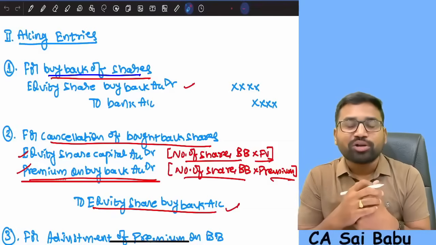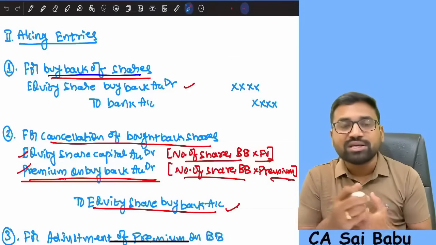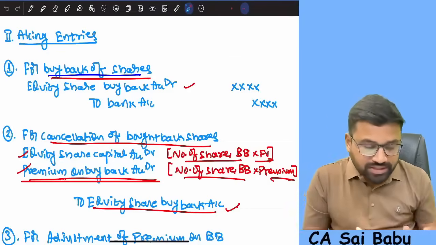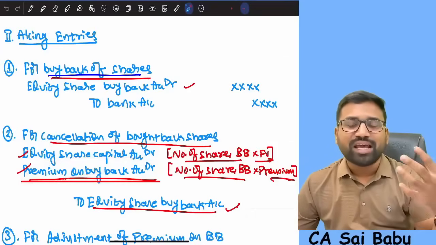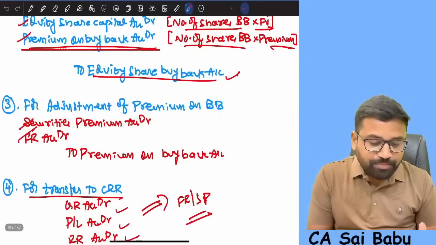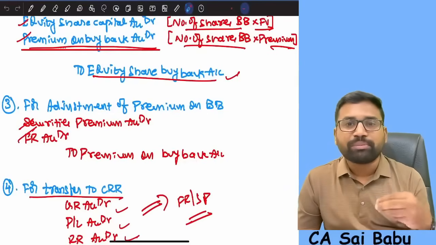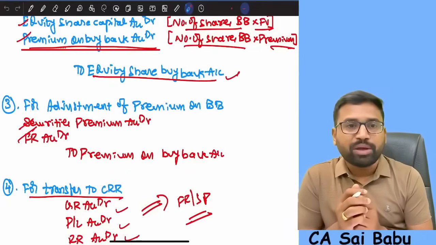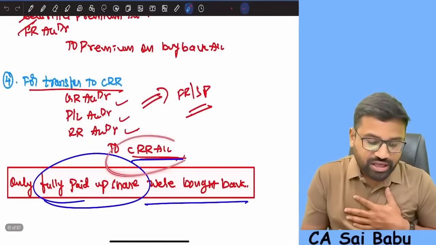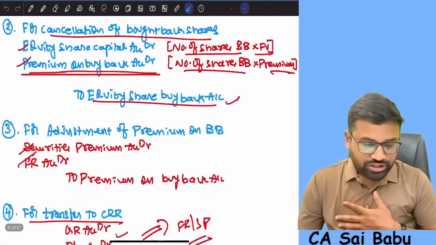Next, cancellation of bought back shares. Whatever shares we bought back, sir, we will cancel them. Whenever we cancel any bought back shares: equity share capital account debit, premium on buyback account debit, to equity share buyback account. See, this premium on buyback: generally, when we purchase any shares above the face value, that is premium on buyback. Then this premium will be adjusted against securities premium or free reserves and transferred to CRR. Whenever we depend upon the free reserves or securities premium for buyback of securities, then to the extent of the nominal value of shares bought back, we must transfer from free reserves to CRR, and make sure that only fully paid up shares are bought back and cancelled. So these are the entries.